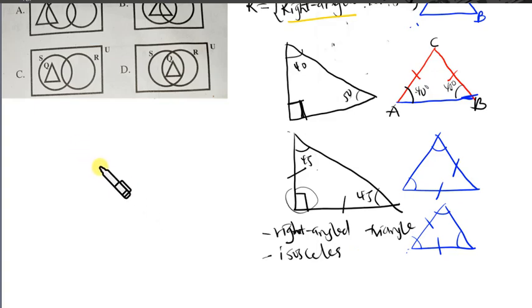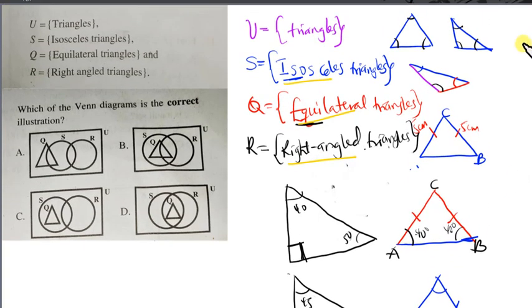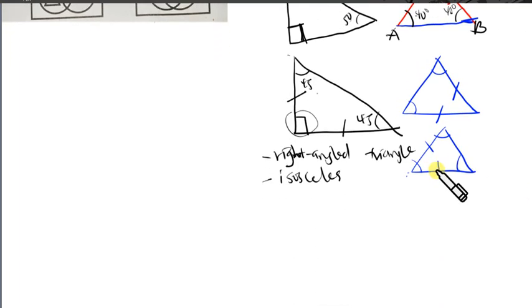So how do we represent this on a Venn diagram? Let us try to compare the two. We see A, B, C, D here. We are going to start from the bottom, so we have R and Q. Let us compare R and Q: right angle triangle and equilateral triangle. A right angle triangle is a triangle which has one of its angles 90. So in the set R, we have the right angle triangles.